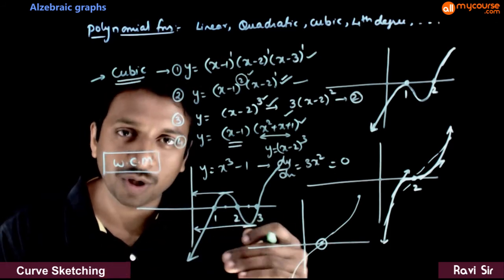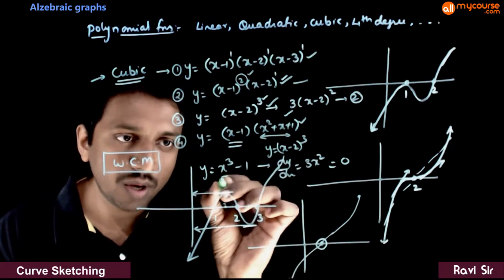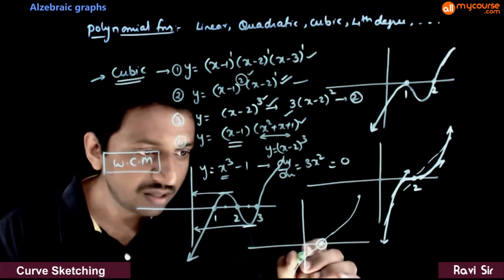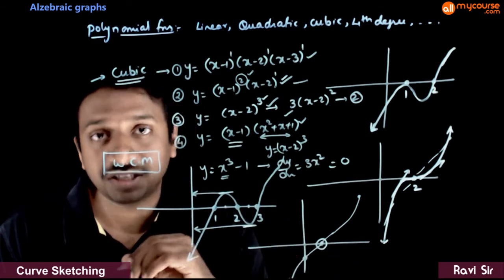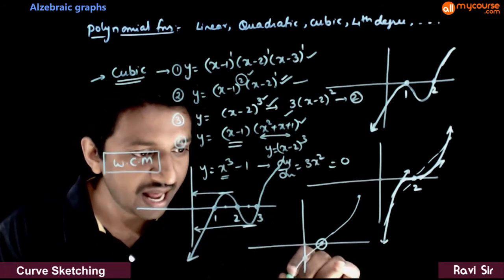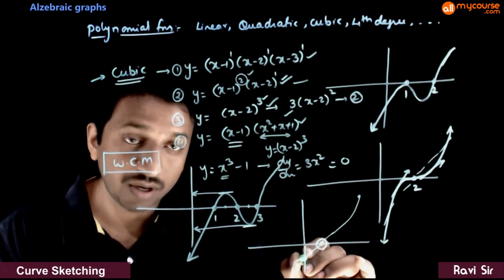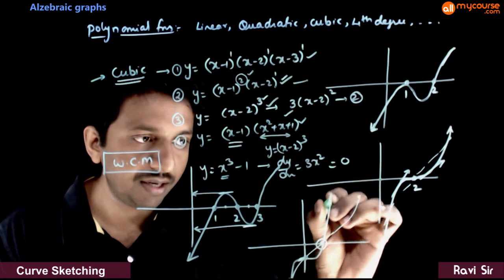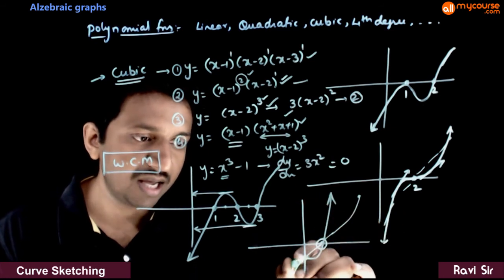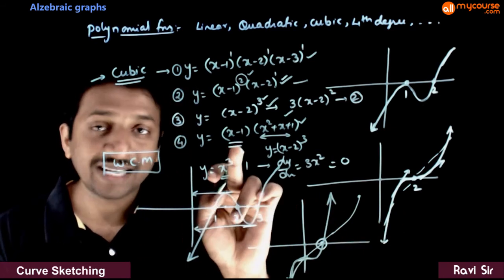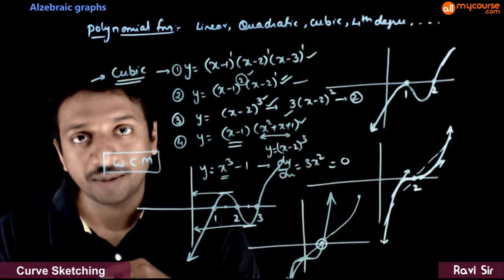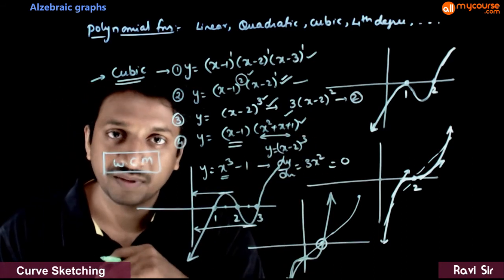But if you want to be more specific, at x is equal to 0, y is equal to minus 1. So (0, minus 1) is an inflection point. So the graph looks like this. It becomes more flat at x is equal to 0, and then it goes up. So this is how the graph of (x minus 1) into (x square plus x plus 1) looks like.